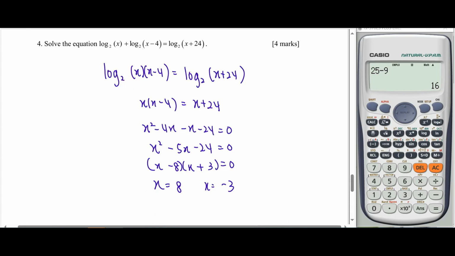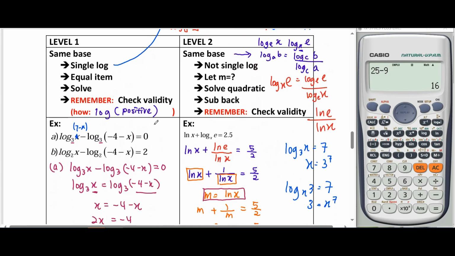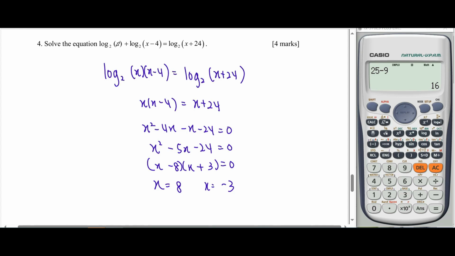So how to check its validity? Look here. Put your x back into the question. Make sure log brings a positive value. So when I put 8 inside, this is a positive value. 8 minus 4 is also a positive value. 8 plus 24 is also valid. So this 8, the answer 8, is valid.